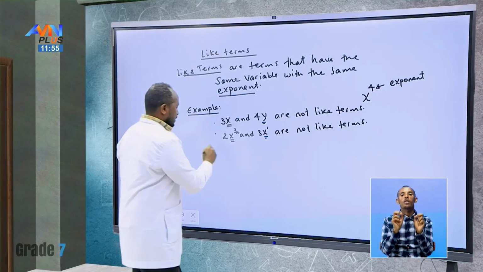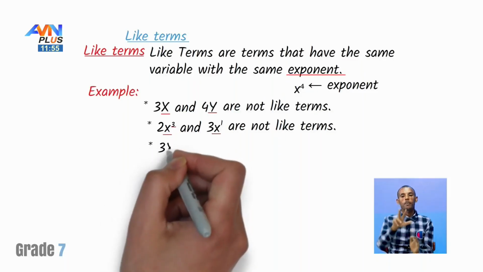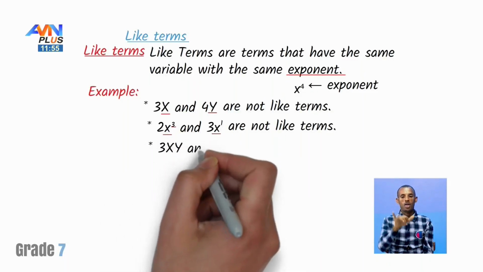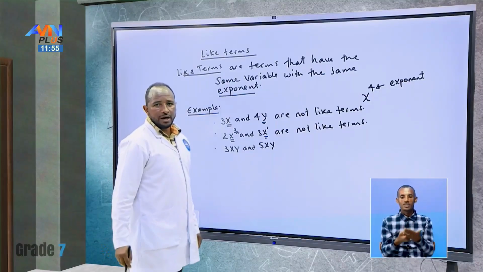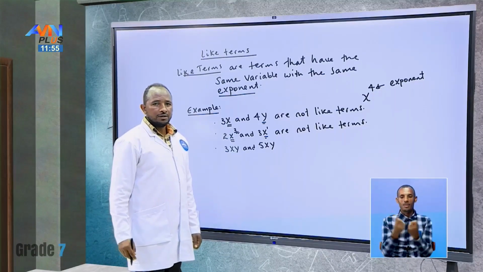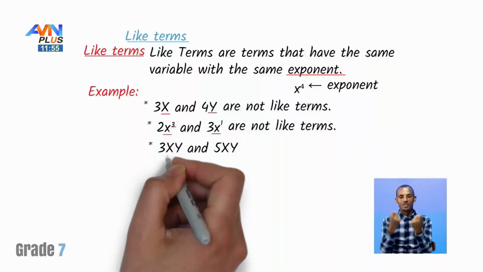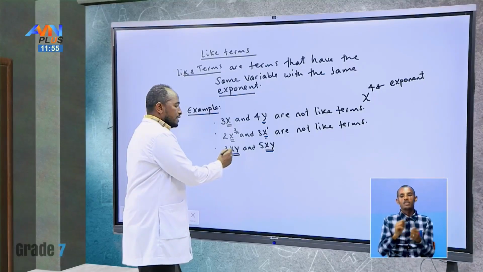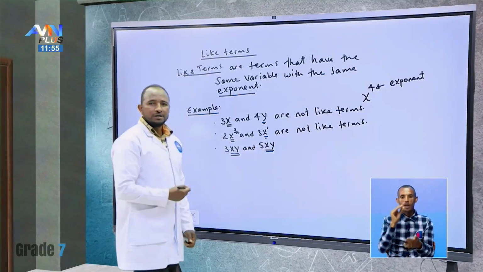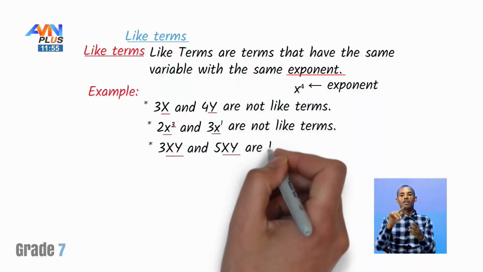Okay, let's see this one: 3xy and 5xy. Are these two like terms? Yes, they are like terms. Look, they have the same variable, xy again, xy. These two are like terms.